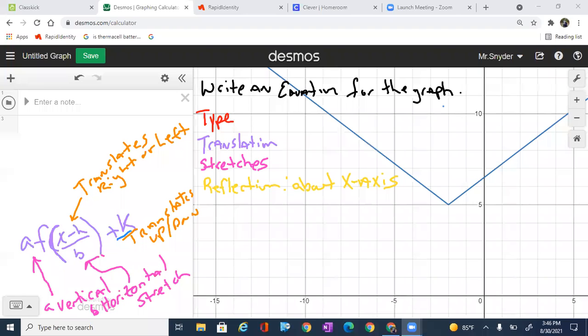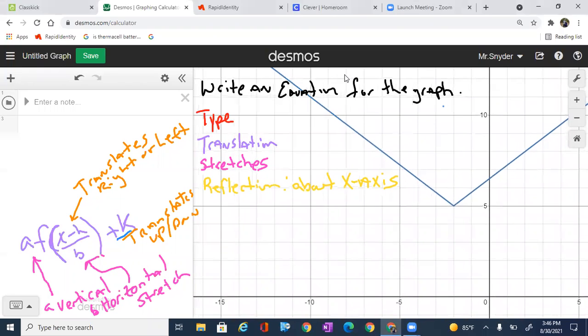All right, we're going to go ahead and write the equation of this graph using all of our transformations. When we do this, the first thing I do is identify the type of the graph. The type of this graph is an absolute value graph, so I'm going to write that down: absolute value.